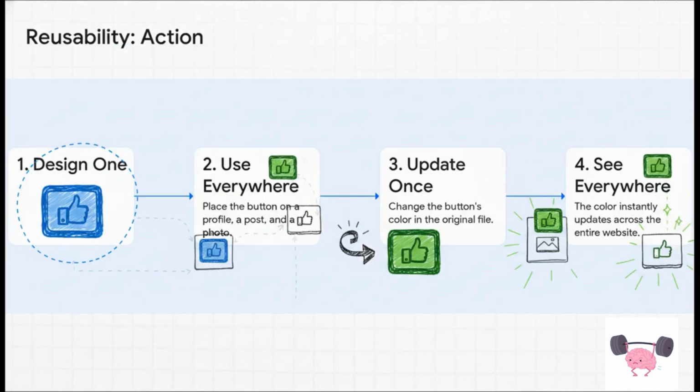Let's walk through how this actually works, because this is where it really clicks. So step 1, a developer builds one single like button component. They get it just right. Okay, step 2, they start using it everywhere. They put it on a user's profile page, on a blog post, next to a photo, anywhere they need it. Now, here comes the magic. Let's say the design team wants to change the button color from blue to green. The developer doesn't have to go find every single button and change it. No, they just go to that one original file, change the color once, and boom, instantly every single like button across the entire website updates. That is the incredible power of reusability.